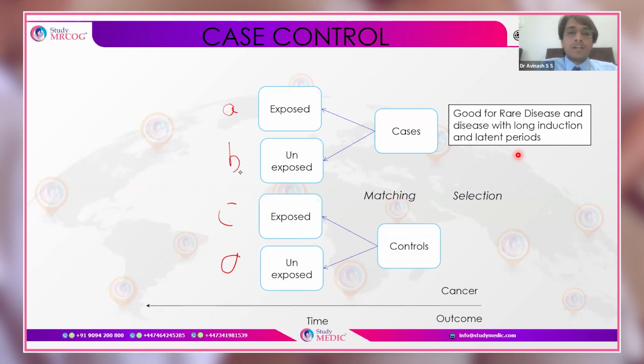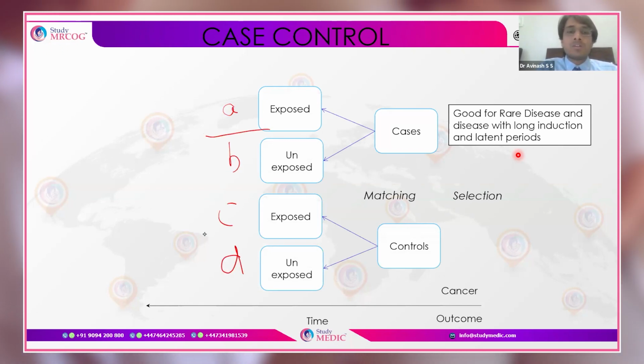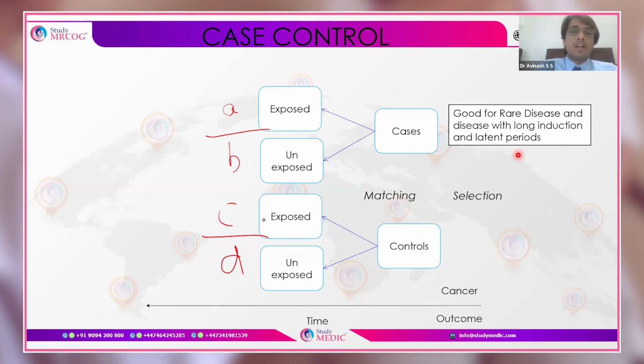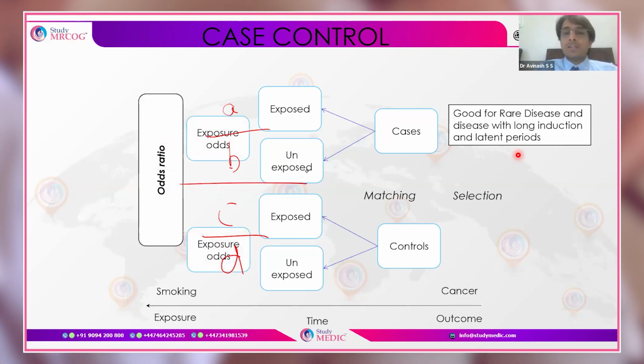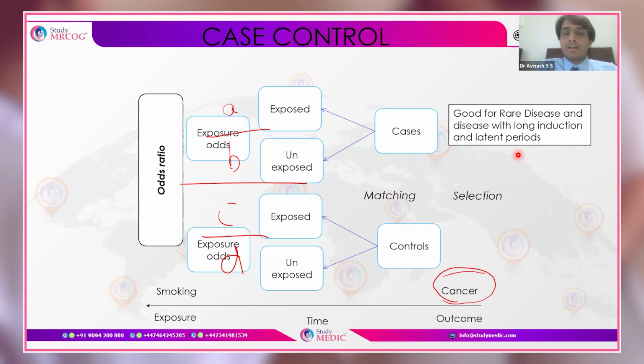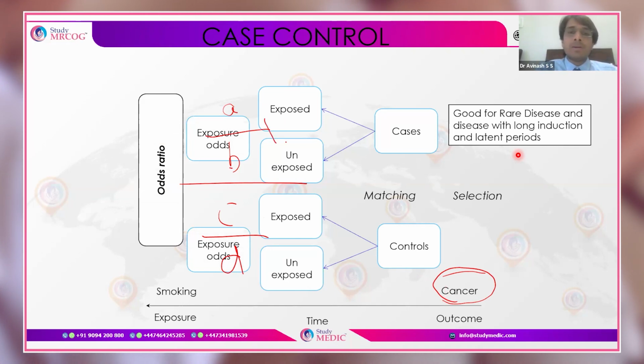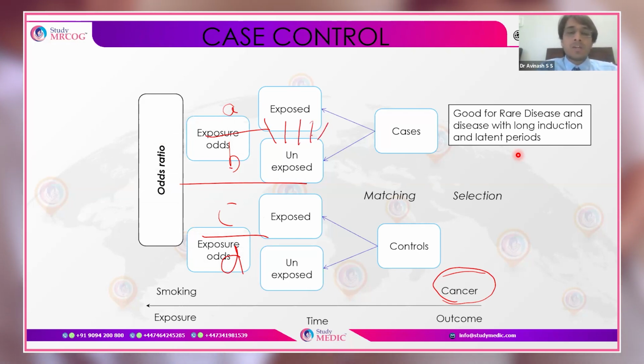So when we ask that, we ask the odds of exposure in cases and odds of exposure in controls. And then we divide it to find out the odds ratio. So you can see a rare disease like a cancer, or a rare disease like bladder carcinoma can be chosen, in which we may ask them the history of, let us say, exposure to certain, or not one, but multiple exposures, whether they were exposed or not. And then we can find out the odds.